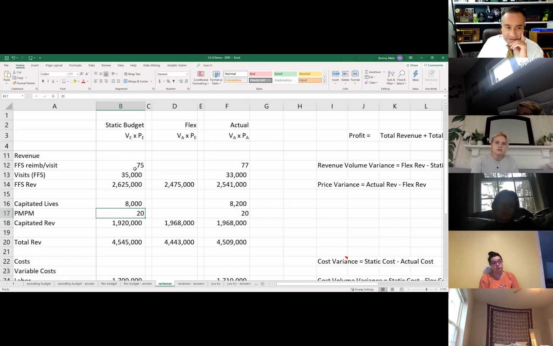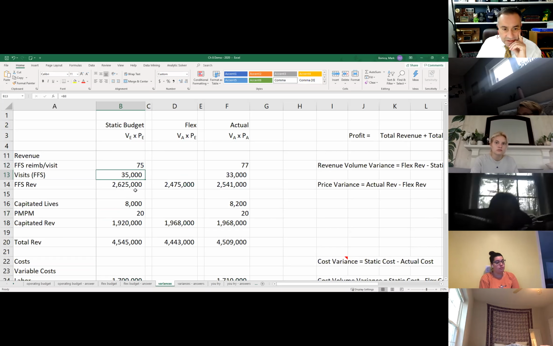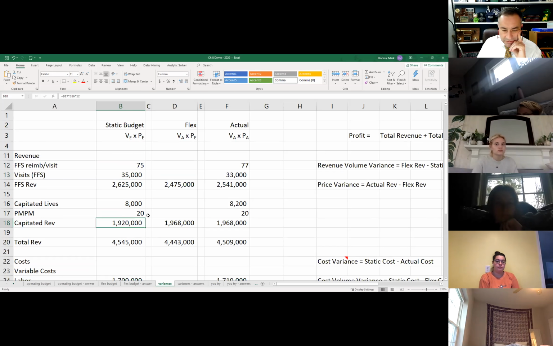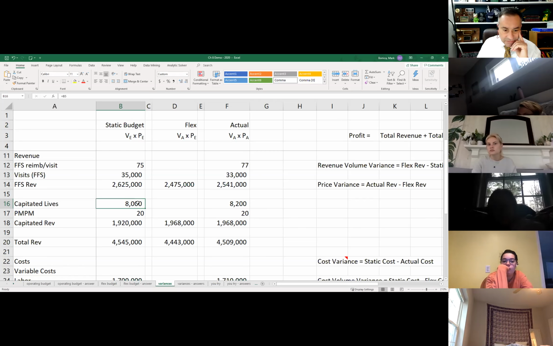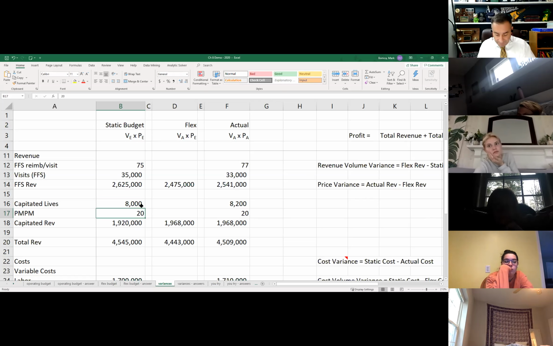So unlike fee for service, where we're taking the price per visit times the number of visits, where volume is the number of visits and price is the price per visit, when we calculate volume times price for capitated patients to get our capitated revenue, we're not going to multiply by the number of visits. Volume in the case of capitated patients is the number of capitated lives, and the price is the per member per month, right? Because we don't get paid on a fee for service or per visit basis. So you have to be able to reframe what volume and price mean depending on what kind of patient you're talking about.